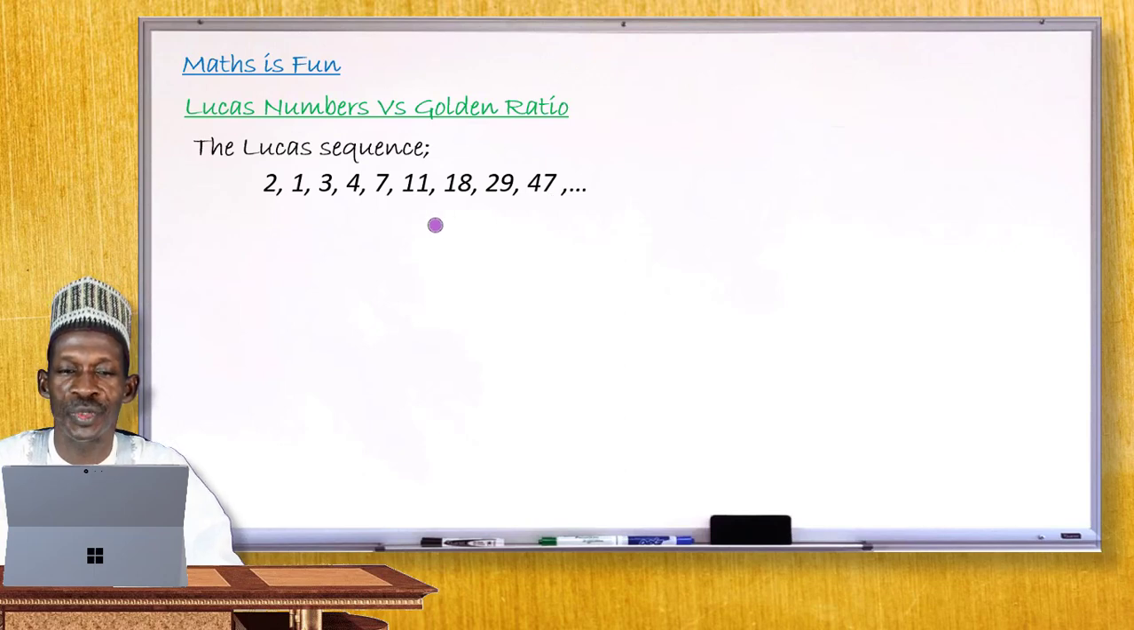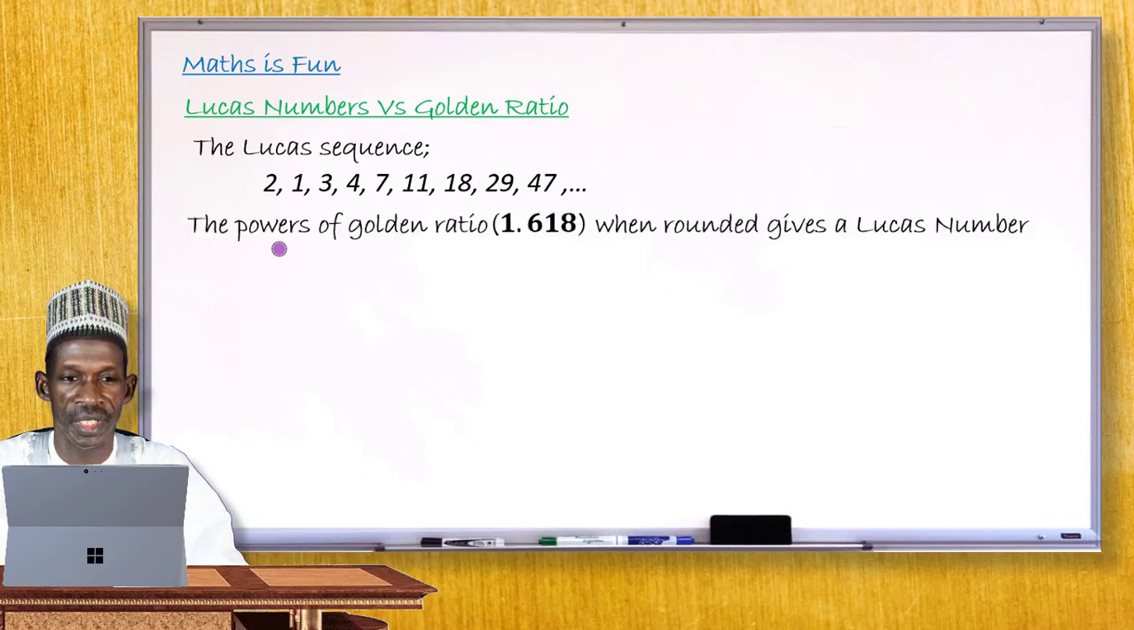And let's find out how these numbers have a relationship with the golden ratio. It says that the powers of the golden ratio, that is, if this number 1.618 is raised to a particular power, and the result is rounded, the result will be one of those numbers in the Lucas sequence. So let's do it and see.